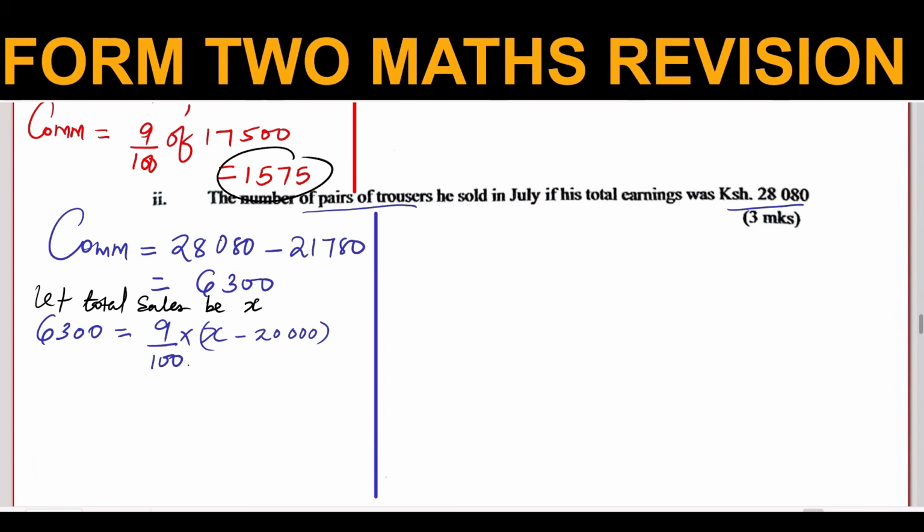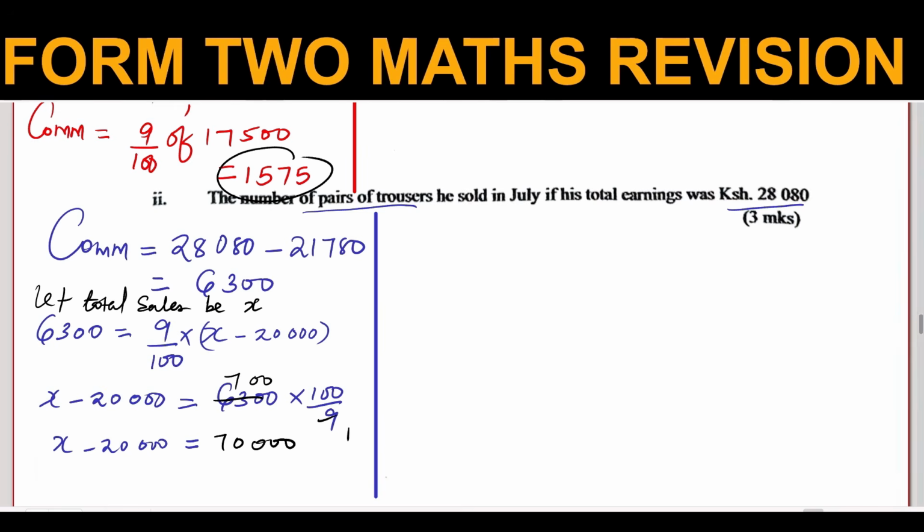So X will be what? So we can start by multiplying both sides of the equation by the reciprocal of 9 over 100. So that you get X subtract 20,000 is equal to 6,300 times the reciprocal. You are actually multiplying both sides by 100 divided by 9. So this will give X subtract 20,000 is equal to, when you multiply these, 1 by 9, this will be 700. So this will give 70,000.